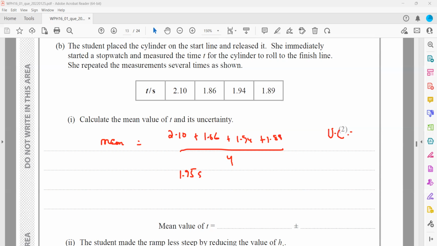The uncertainty of a group of data is the maximum value of the group minus the minimum, divided by 2. And again, if one of the values is anomalous, for example 3.1, we don't consider that, not in the average and not in calculating the uncertainty. We only consider the values which are in a range. But in this case, they all appear in the range. So it's the maximum value, which is 2.10, minus the minimum value 1.86, divided by 2. So this will give us an uncertainty of 0.12, and the time was 1.95.